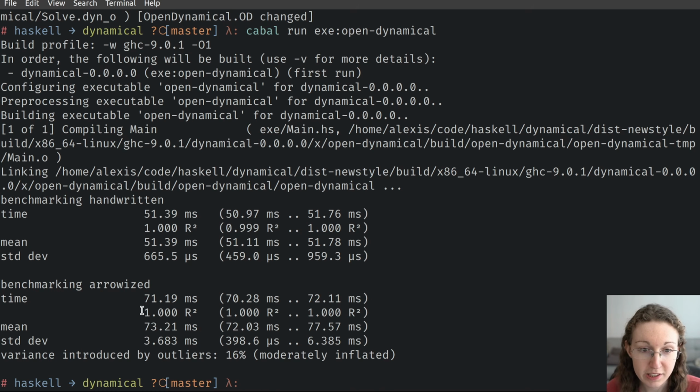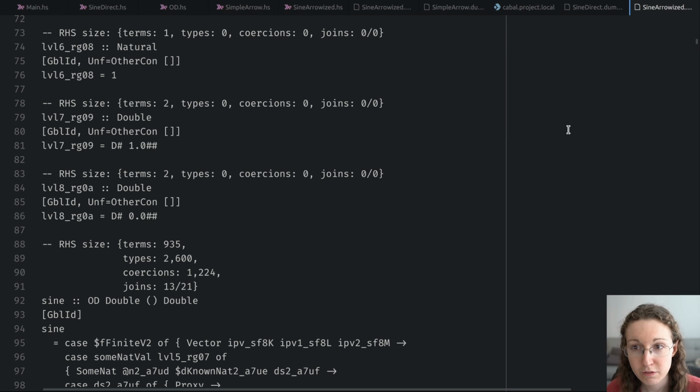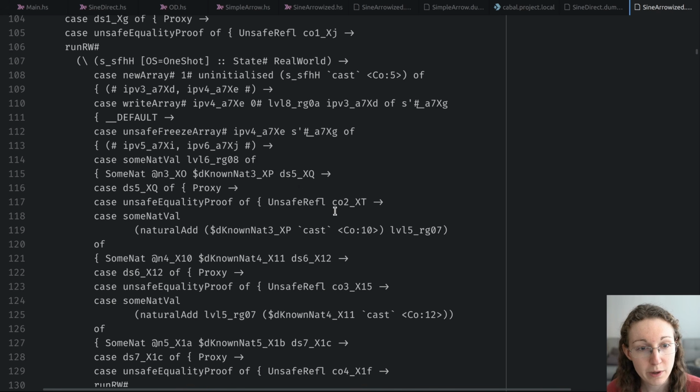All right, so that's really close, right? That's 71 milliseconds down against 51 milliseconds. So at this point, I think this is basically sufficient. But there is a little bit more that we can do to identify what's going on here and to figure out why we're still ending up with about twice as much core.